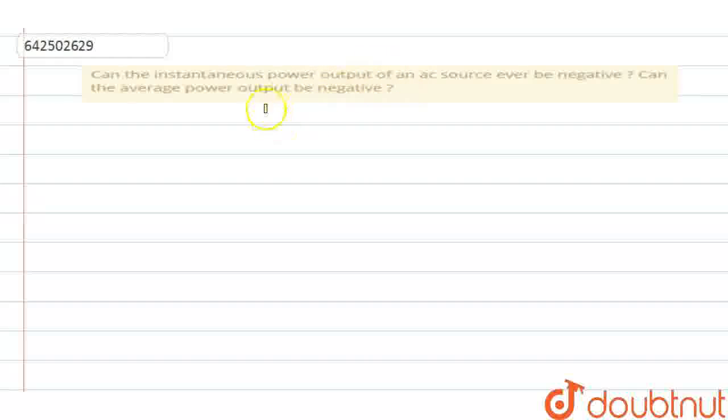One, they are asking about the instantaneous power of an AC source, and the other they are asking about is the average power output. So let us see one by one. The first one you can see is the instantaneous power output, and the next you can see is the average power output. So now let us start with the instantaneous power. That is what they have asked in the first part.